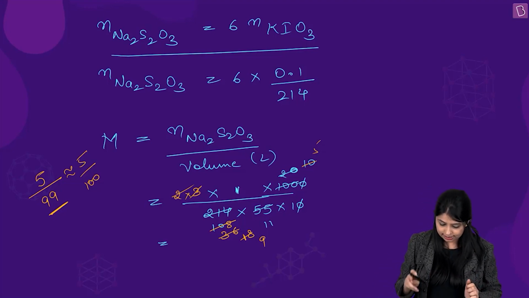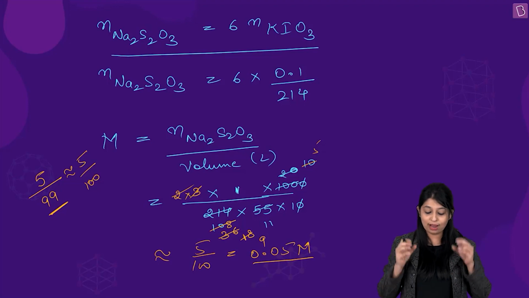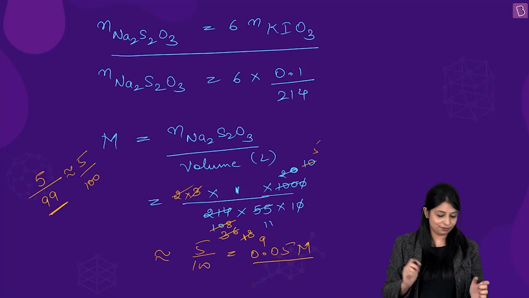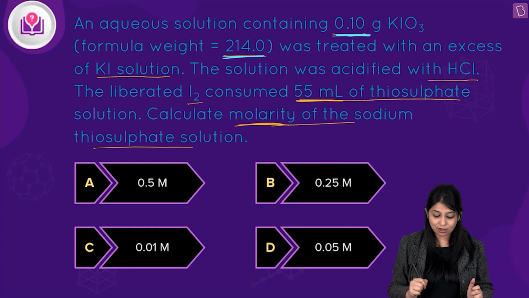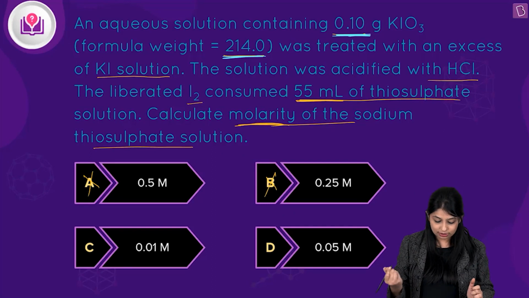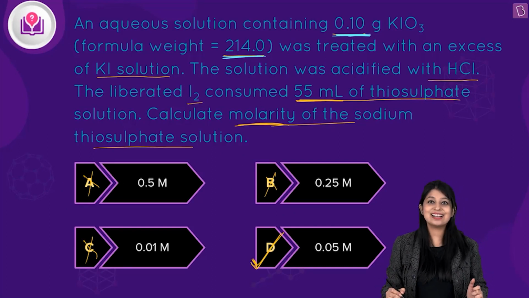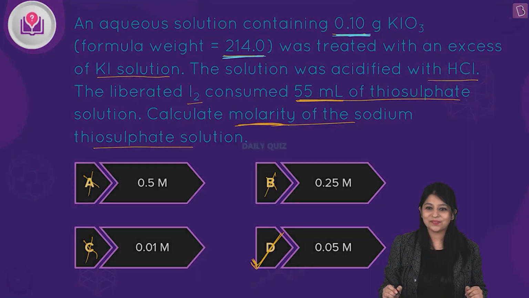Okay, so if we are approximating it, it becomes 5 divided by 100. So that is 0.05 molar. So we have 0.05 molar solution of thiosulfate. Let's see if it matches any one of our options. So the first option is 0.5. Obviously, it's wrong. 0.25 is also wrong. 0.01 is also wrong. But yes, we got our correct option. So that is option D.